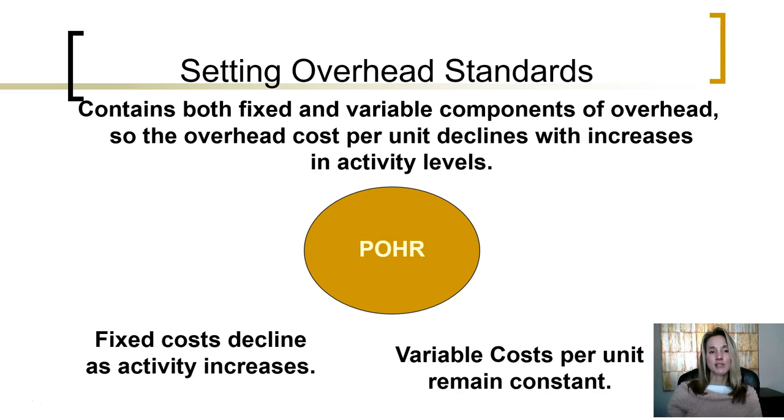When we set overhead standards, those standards contain both fixed and variable components of overhead. So the overhead cost per unit declines with increases in activity levels. The fixed costs decline as the activity increases, but on a per unit basis, variable costs stay the same.